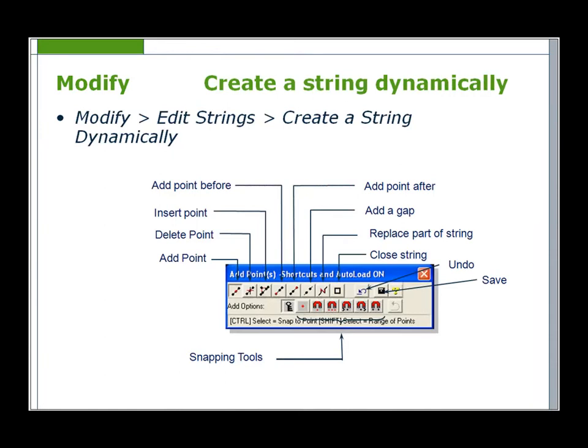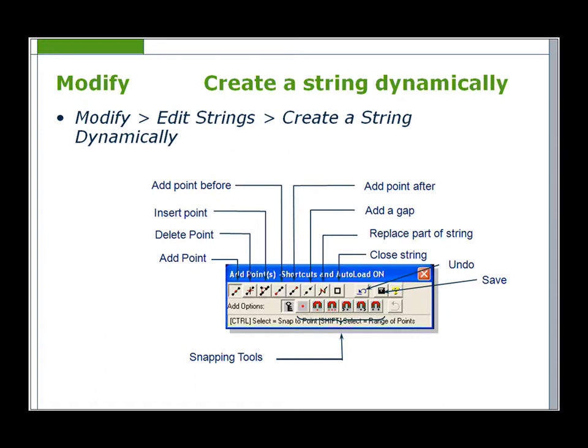We're going to look at creating a string dynamically. When you choose the option to modify, edit string, create a string dynamically, you're going to get the toolbar that you can see on the screen. On this toolbar, the first icon to the left is where we can add a point into a string. The second icon is where you delete a point. The third is where you insert a point. The fourth is where you add a point before a point. The fifth is where you add a point after a point. You can add a gap, close the string, undo, and finally you can save it.